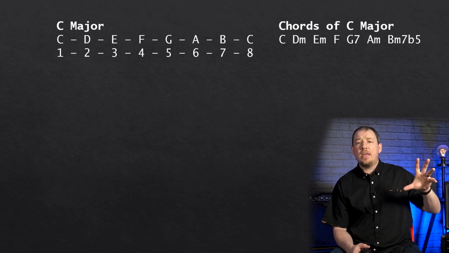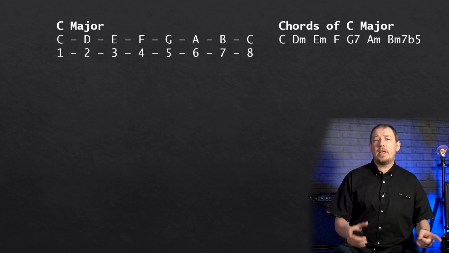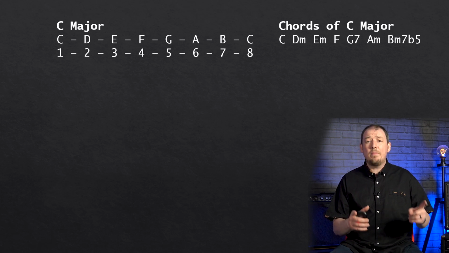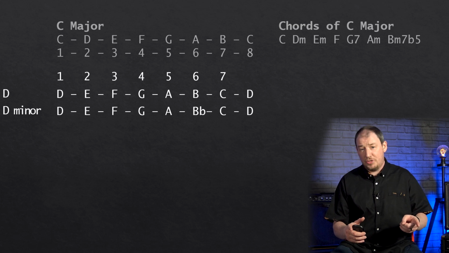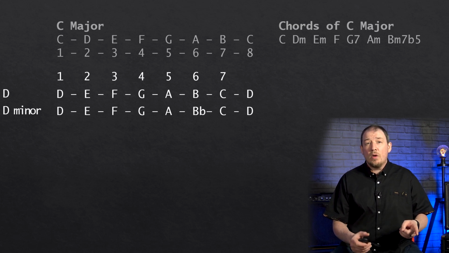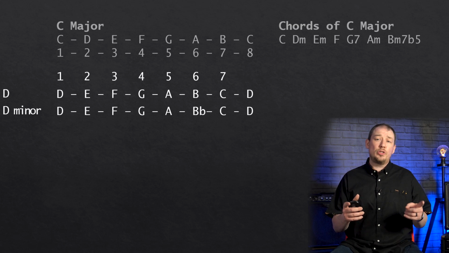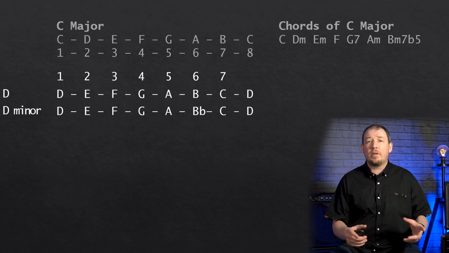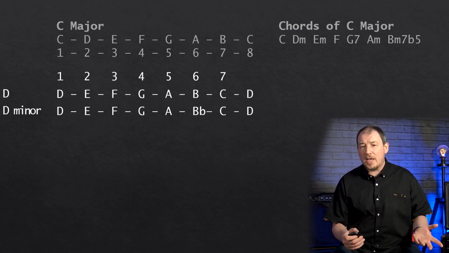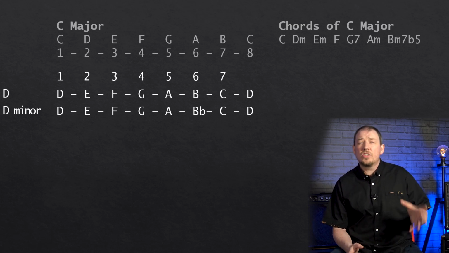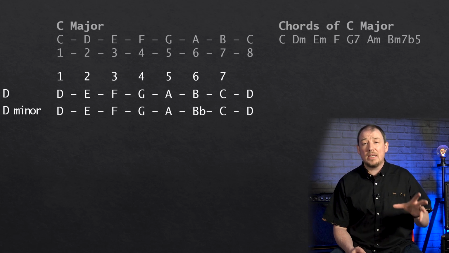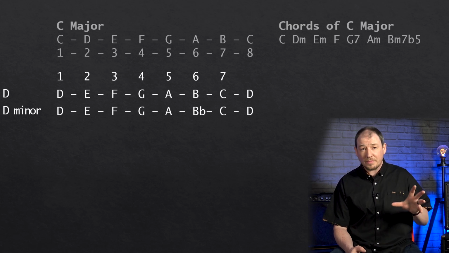But what happens if we take the notes of the C major scale and we build a new scale from D to D? So we play D, E, F, G, A, B, C, D. Still no sharps or flats. We're playing just the notes of the C major scale, but we're going to play it from D to D. Well, what would that scale sound like? If we took those notes, the scale would be some kind of minor scale.